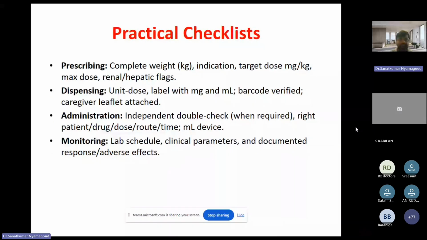And we have some practical checklists to be done. Always try to see prescribing, dispensing, administration, monitoring. Always check for complete weight, indication of the drug, target dose in mg per kg or not, what is the maximum dose, what are the renal and hepatic flags for the particular patient. When it comes to dispensing, unit dose, label with mg or ml, whether barcode verification is done or not, and try to see whether caretakers have a leaflet attached to the patient or not. In administration, always do a double check: right patient, right dose, right drug, right route, right time, and whether it is all in an mL device or not.